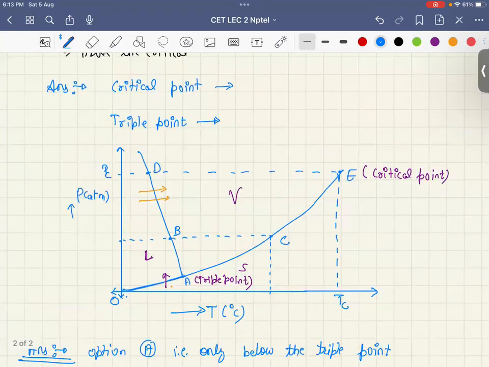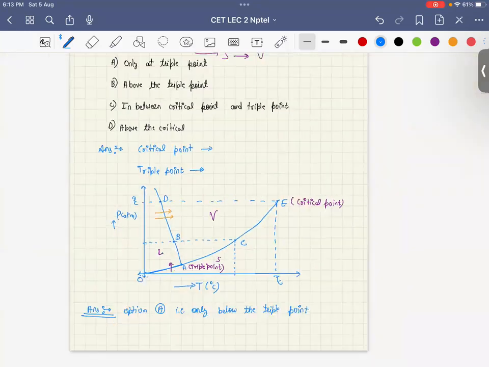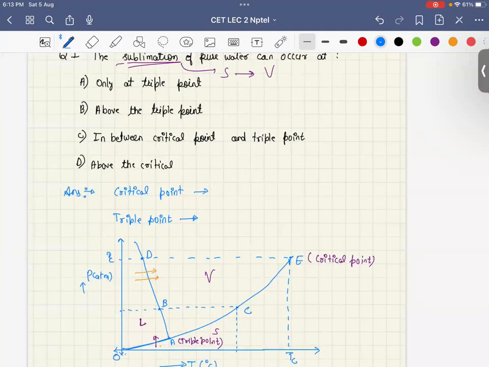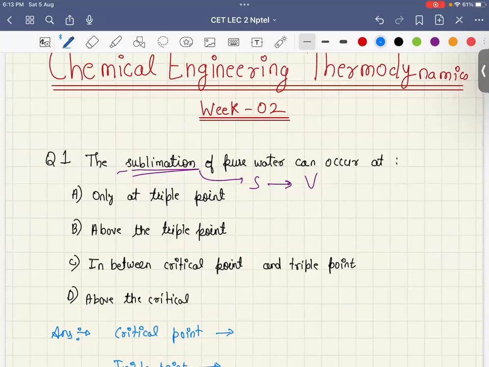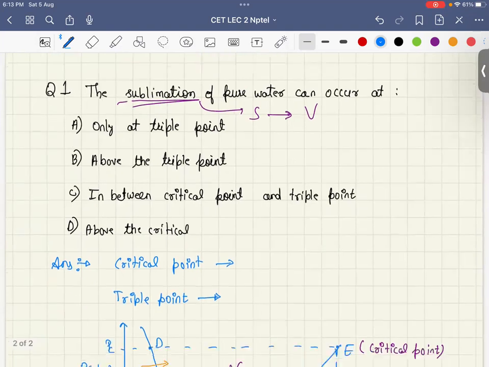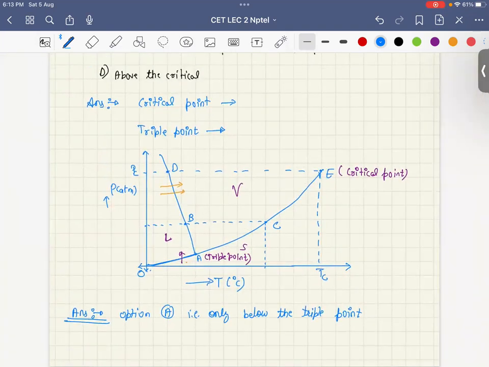Does anybody have any doubt? If not, we'll move on to the next question. Can you show this graph again? I have one doubt here. This line A, C, E, below this should be vapor, right? No, this part is going to be supercritical.